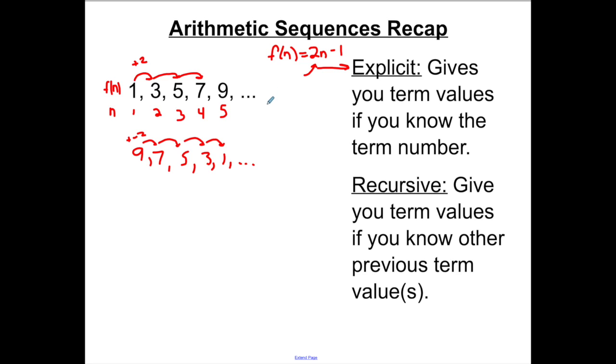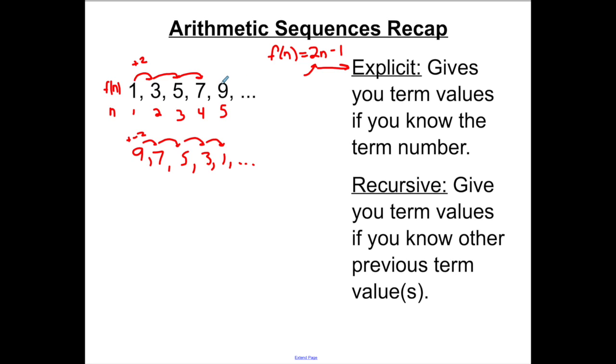We also learned how to write recursive rules. What recursive rules do is they tell you term values if you know previous term values. That is to say, if I know term 2, it will help me get term 3. If I know term 3, it will help me get term 4. If I know term 4, it will help me get term 5.